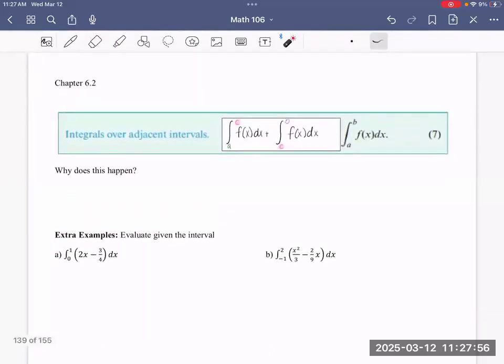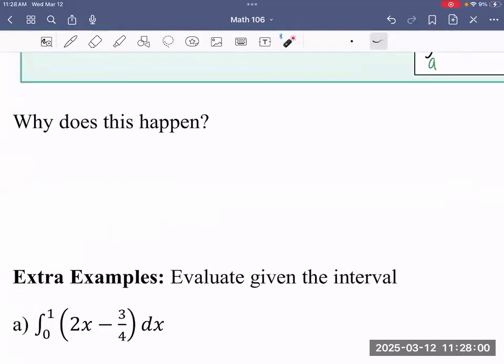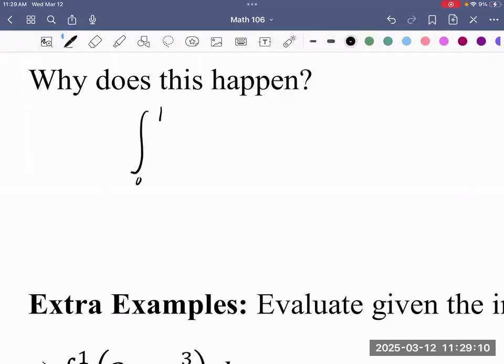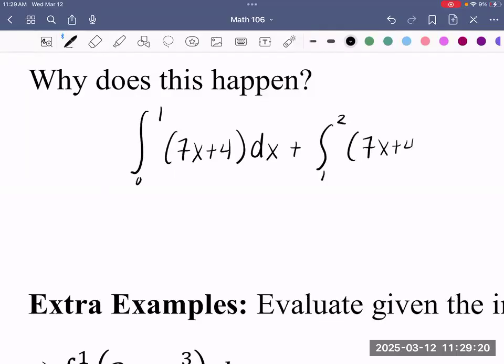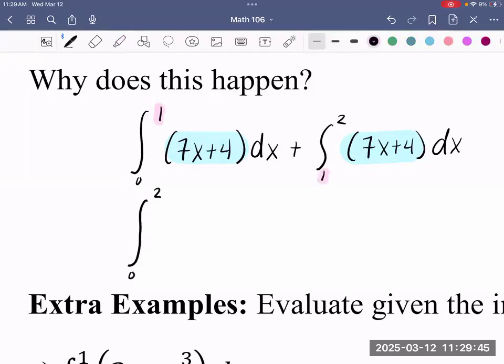So what that might look like, let's see, I guess I don't have an example for you. Let me find a quick one. So let's say we have 0 to 1 of 7x plus 4 dx plus 1 to 2 of 7x plus 4 dx. So notice that we have the exact same function here. The exact same function. We start at 0, we go up to 1. Then we start at 1 and go up to 2. So what we can do is write one integral between 0 and go all the way up to 2 to evaluate 7x plus 4 dx. That way we avoid having to write it multiple times.